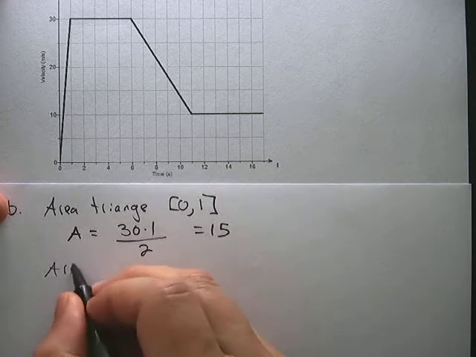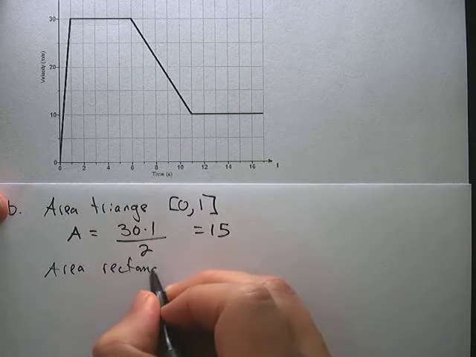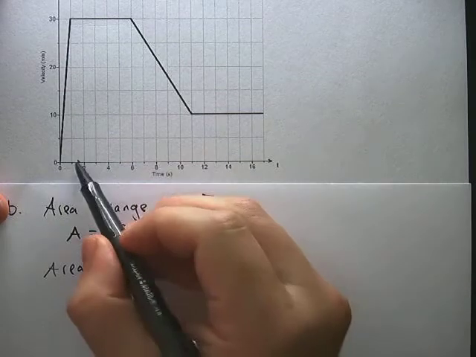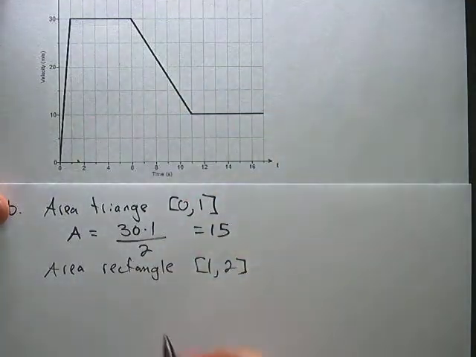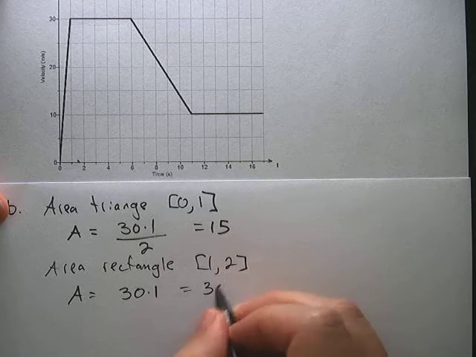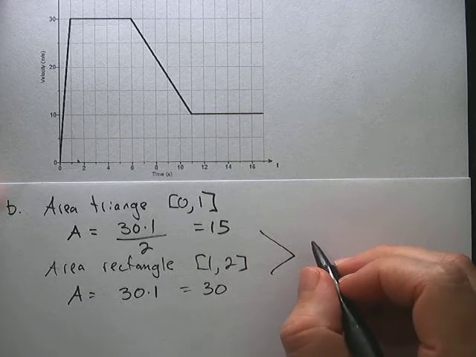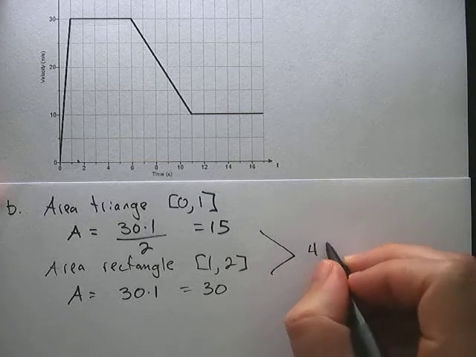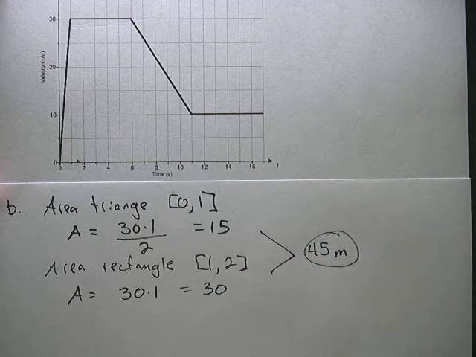And then we're going to do the area of the rectangle from 1 to 2, right here, and all the way up to 30. So that area is just going to be 30 times 1 equals 30. If you add those two together, you get the area under the curve, or the displacement between 0 and 2, which is going to be 45 meters. Okay.